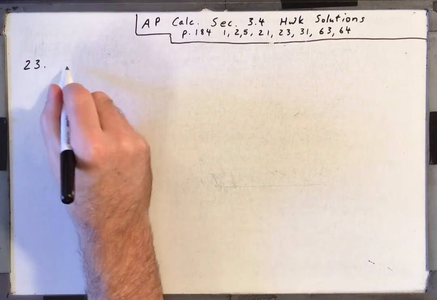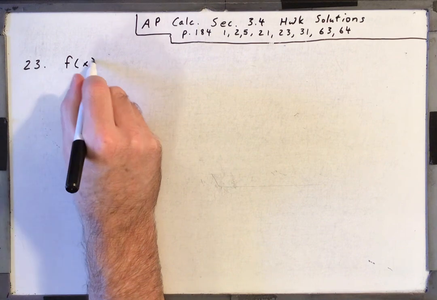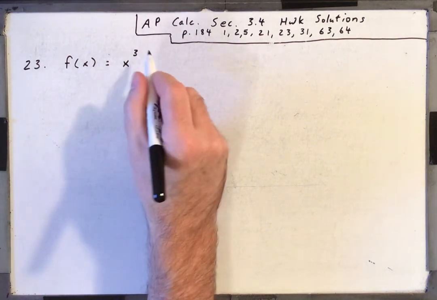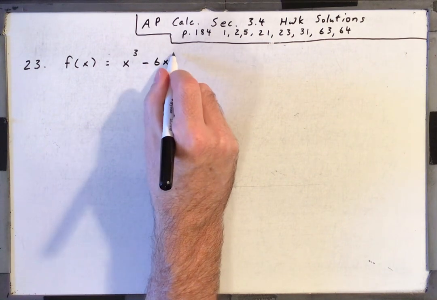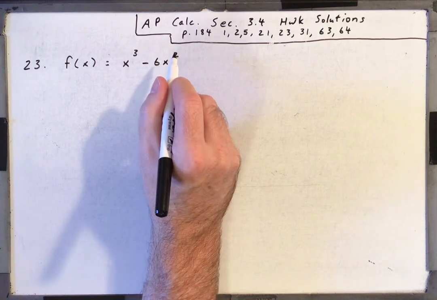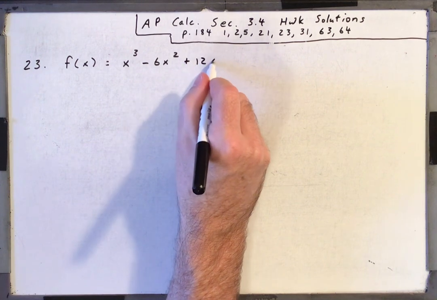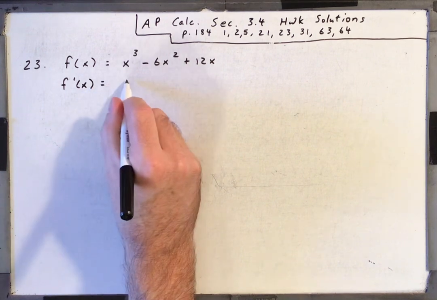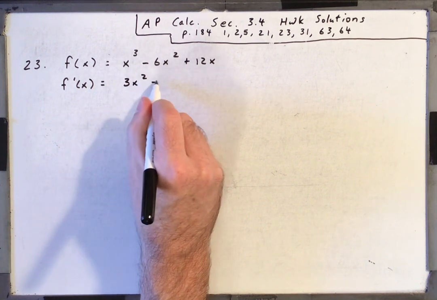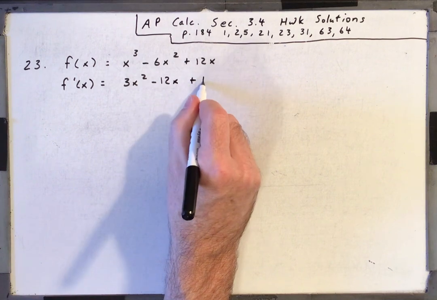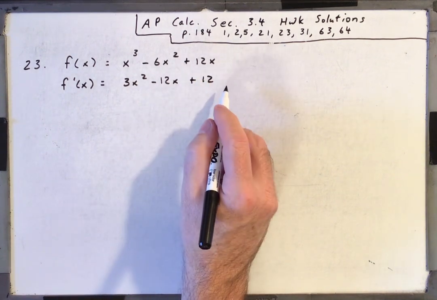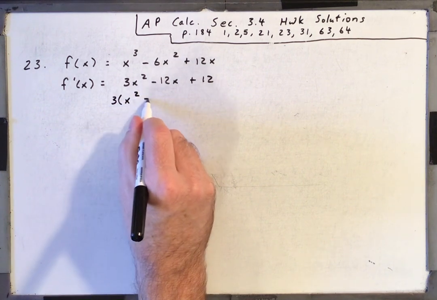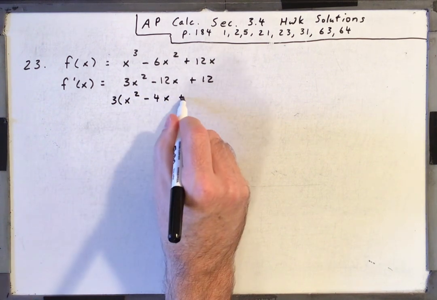We have f of x is equal to x cubed minus 6x squared plus 12x. Okay, start with the first derivative test. It's going to be 3x squared minus 12x plus 12. You could factor that and set it equal to 0. I'm going to go ahead and factor out a 3. So I'd have x squared minus 4x plus 4.